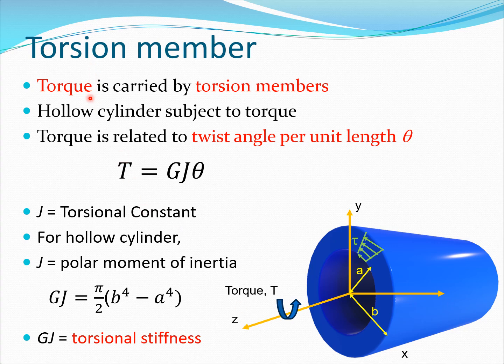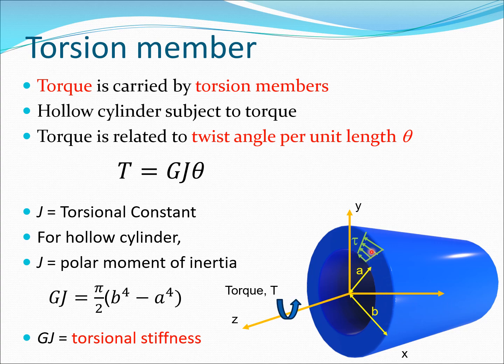And torsion members basically carry torque. So for example, if you have studied strength of material or you know something about mechanical engineering, you know that cylinders like this are often used to carry torque, and so shafts and all use cylinders like this. So for example, if we were to consider a hollow cylinder here, we put up some reference system X, Y, and Z. We have a torque here, and the cylinder has dimensions A and B. So A is the inner radius, and B is the outer radius.